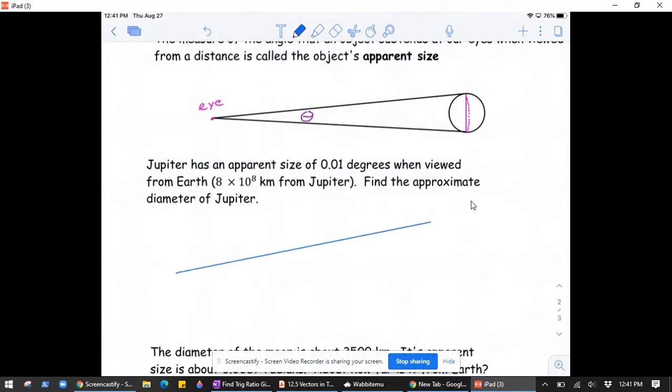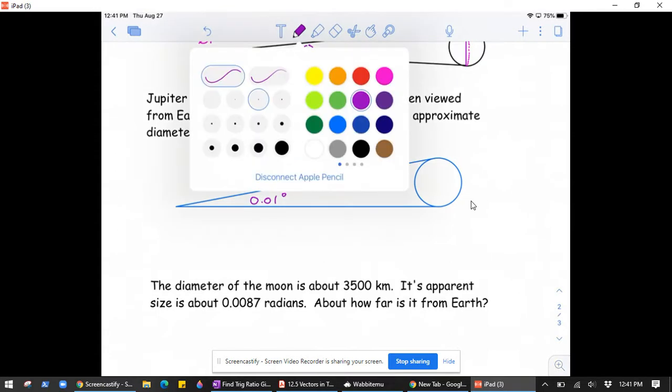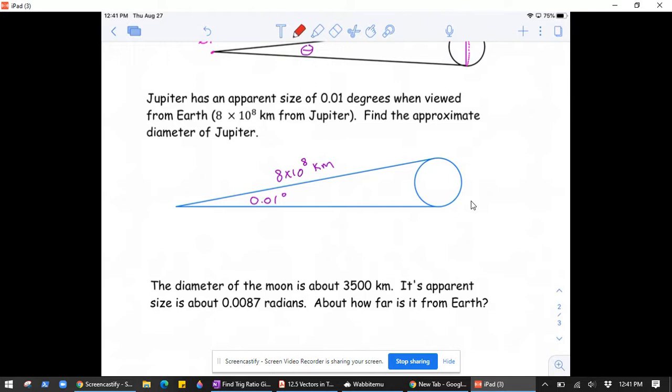Okay, so let me just draw this picture here. We've got our planet Jupiter. We're estimating the diameter of Jupiter. We know that this angle here, the apparent size, is 0.01 degrees. We also know the distance from Jupiter is 8 times 10 to the 8th kilometers. And what we're trying to approximate here is the diameter, which for our purposes we're going to assume is that arc length there.